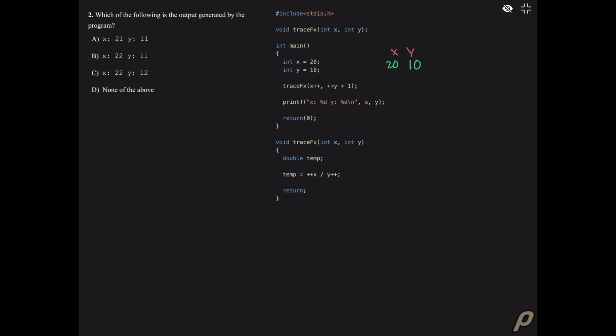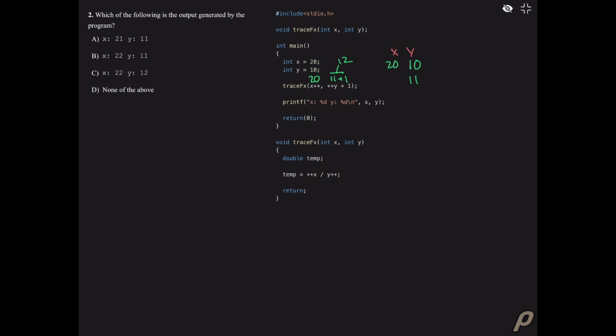So let's do our process here. So we have x plus plus, so that means that a 20 is going to be here, and then it'll increment after the fact. Then we have plus plus y, which means y will be 11, plus 1. So then you have 11 plus 1 is 12. But remember, this is a void function. We're passing this to a void function, and there's no pass by address. So that means these x and y values are not linked. So anything that happens to the x and y values in this function is going to have no impact on the values in the main function.